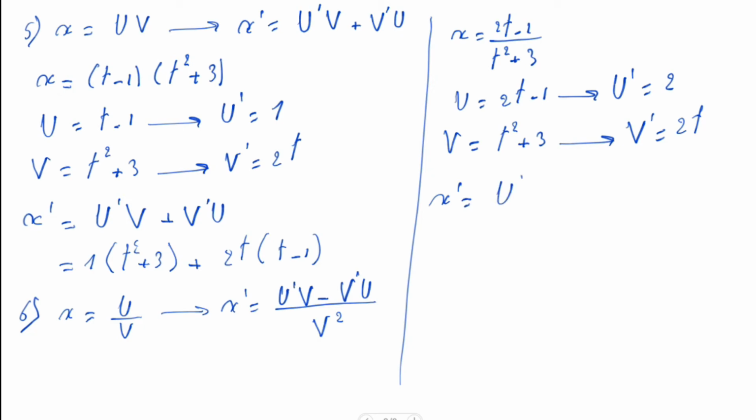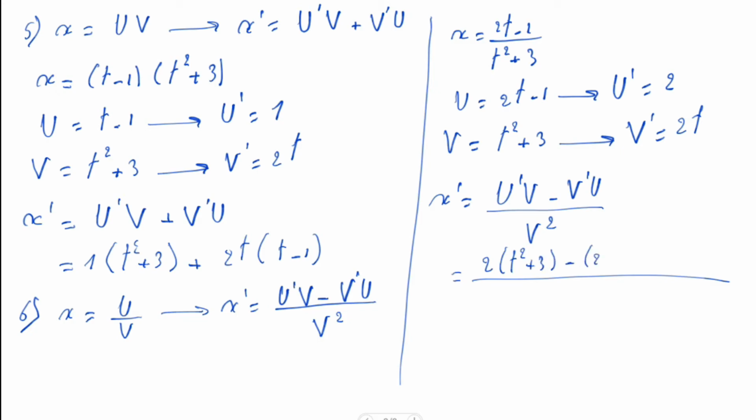x prime is u prime v minus v prime u over v squared. Then 2 times bracket t squared plus 3, minus 2t times bracket 2t minus 1, over t squared plus 3 all squared.